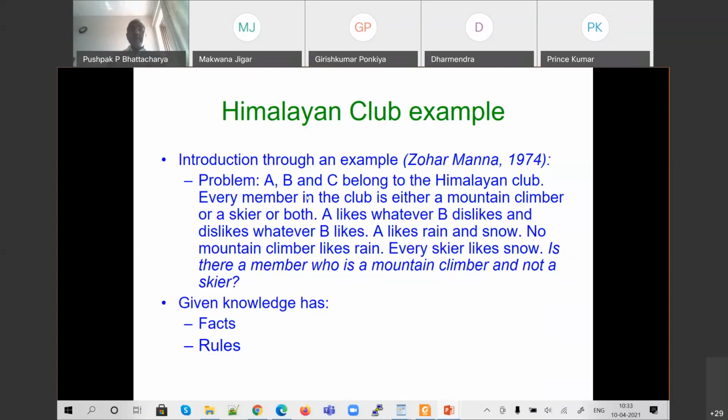We are told that A, B, and C belong to the Himalayan club, and every member in the club is either a mountain climber or a skier or both. A likes whatever B dislikes and dislikes whatever B likes. A likes rain and snow. No mountain climber likes rain. Every skier likes snow. And we ask, is there a member who is a mountain climber and not a skier? Based on the facts and rules given.